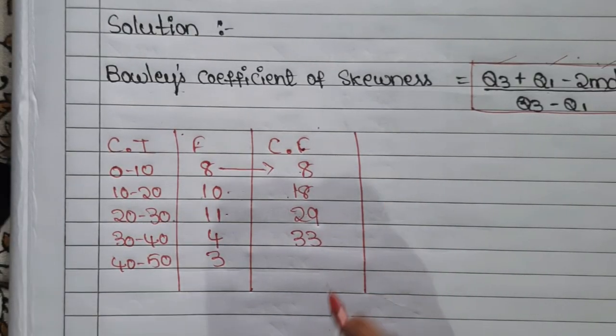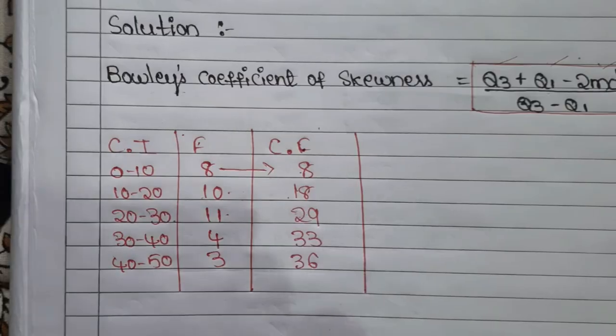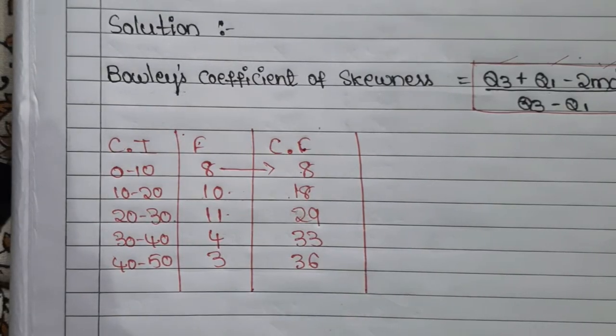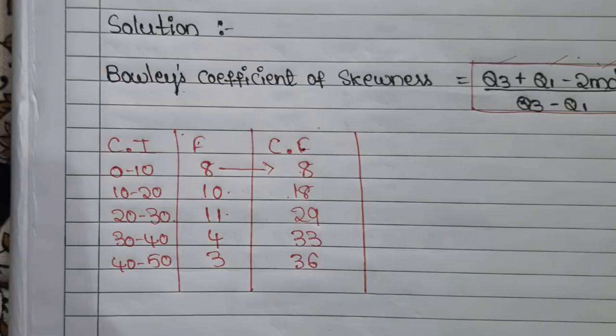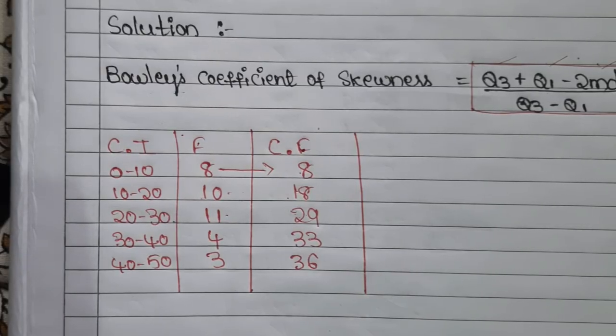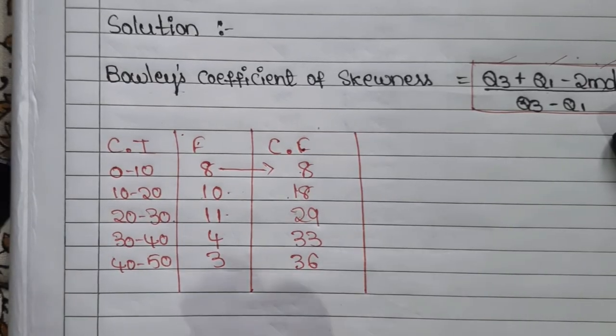Okay, 33 plus 3, how much is it? It is 36. Let us check again. Whenever you are doing the calculations, you have to check again. Okay, 18 plus 11, 29 plus 4. Yes, done. So we are done with the cumulative frequency.